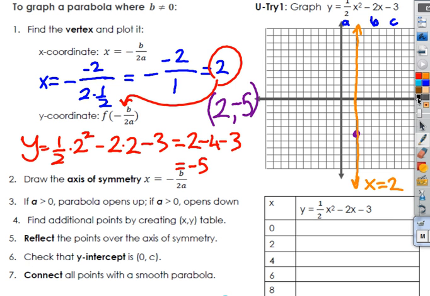Please change this to a is less than 1 again. So when a is less than 1, the graph opens down. It looks like a is positive, so we know that our graph is going to open up. We're going to find additional points by creating an xy table.